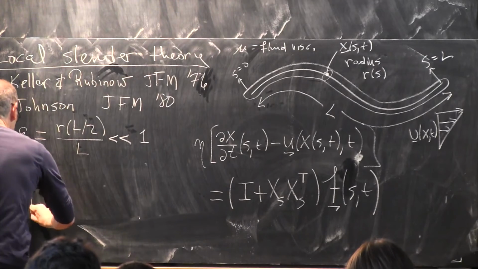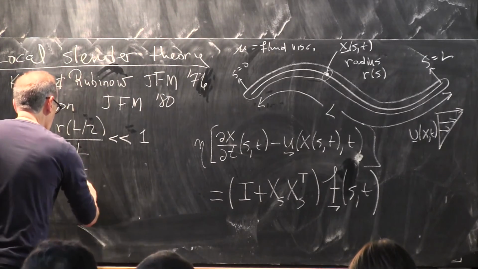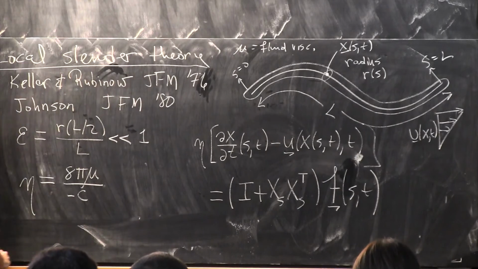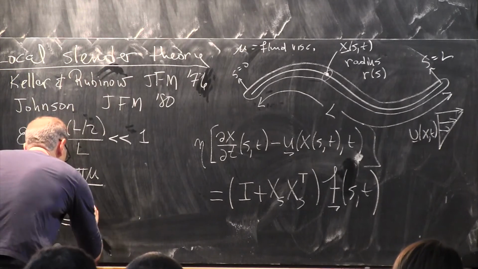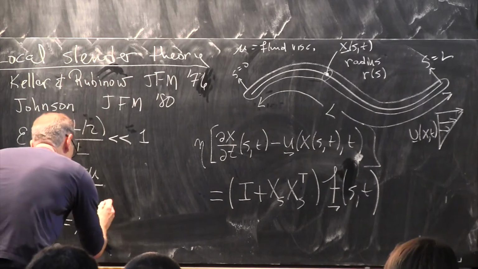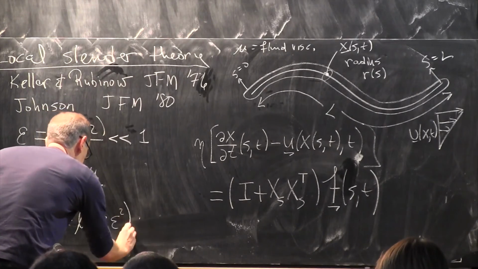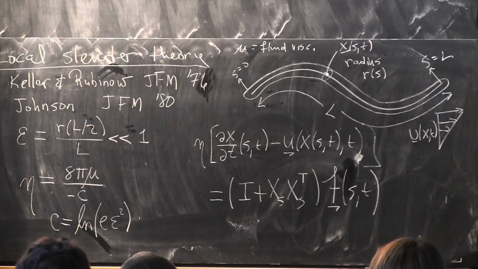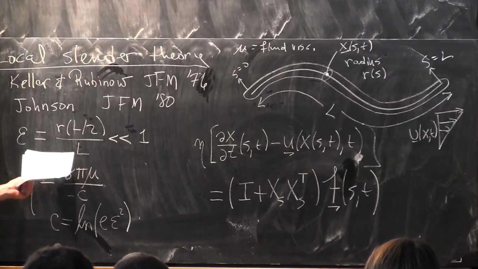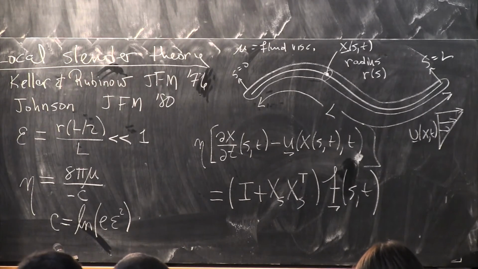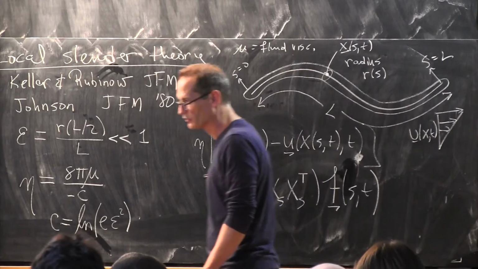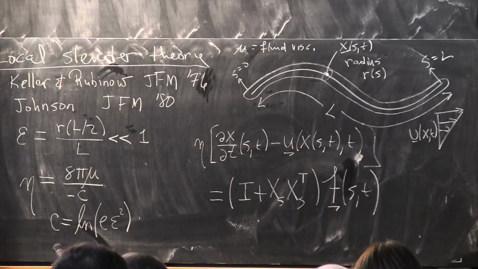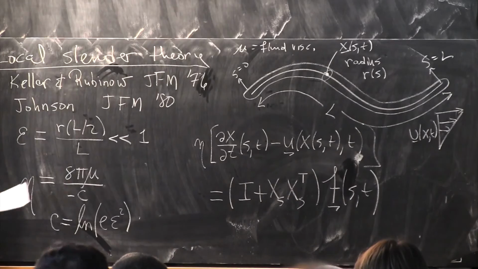What's eta? Eta is 8 pi mu over minus c, where c was that logarithmically large term. So it's minus, no, okay, too many minus signs. It's log of epsilon squared. So minus c is positive. Okay? So this is proportional, though, to the viscosity of the fluid. Excuse me, where does this C come from? That comes from the asymptotics that takes you from that surface integral expression into one which is just along the center line. I'll refer you to these papers if you want to see where it comes from.